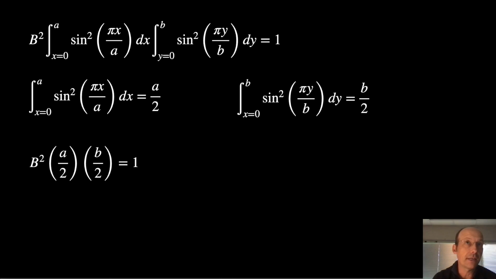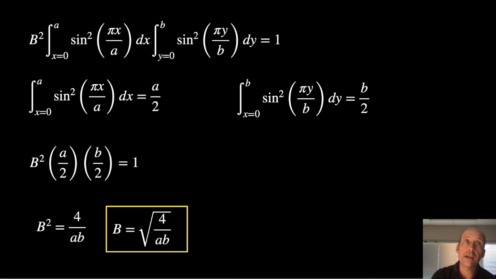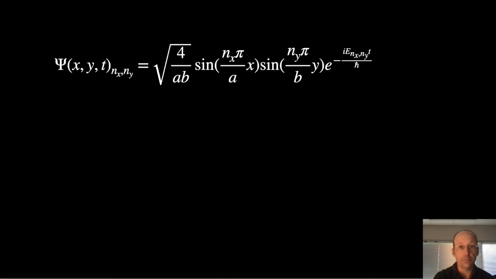And then when I put it all together, I get b squared, that was pulled out front, a over 2, b over 2, and I set it equal to 1, and then I can solve for b. So b squared is 4 over ab, take the square root, and there you go. B is the square root of 4 over ab, box that. Okay, we're moving right along here, and that's my final solution.